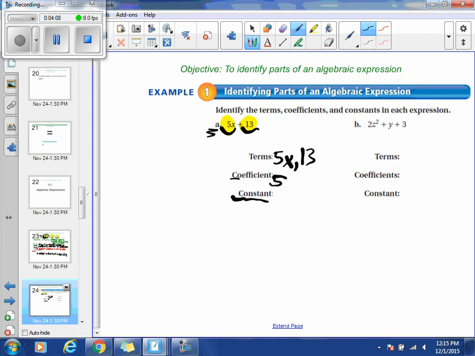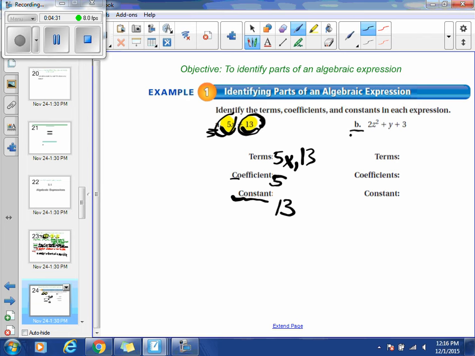Constants are things that never change. All right, so something that is constant, something that never changes. And since this term of 13 does not have a variable with it, it won't change. So 13 is our constant. This other term, 5x, has a variable, and a variable has the power to change. So that one would not be a constant.